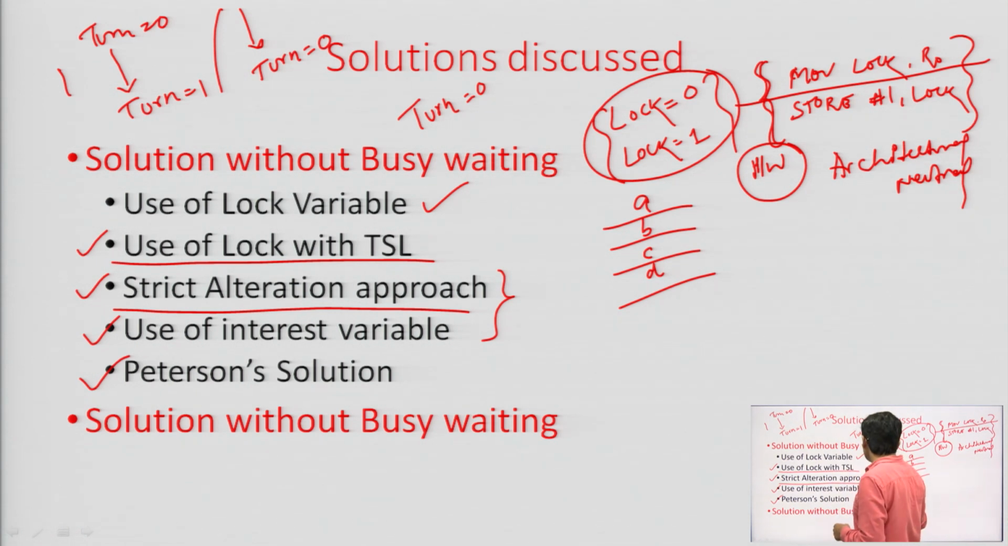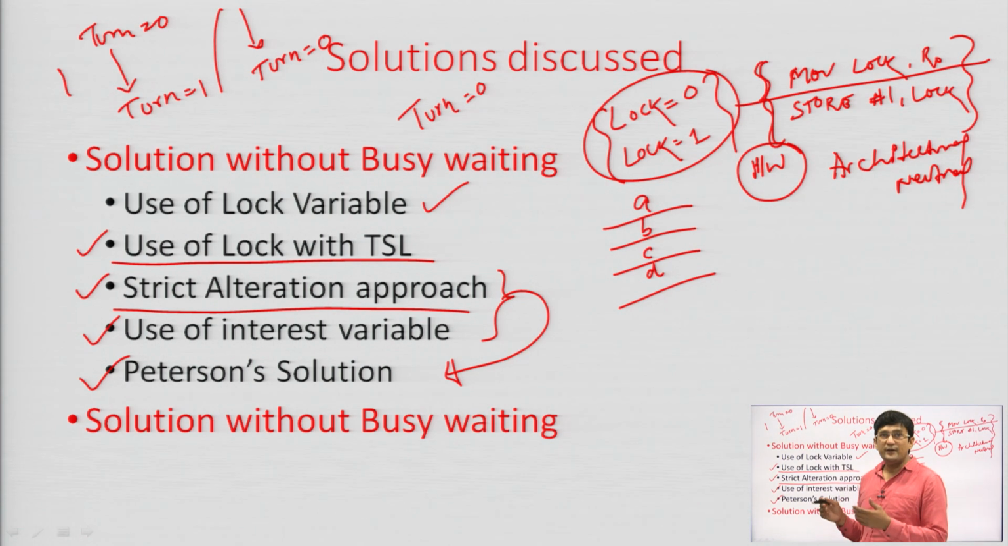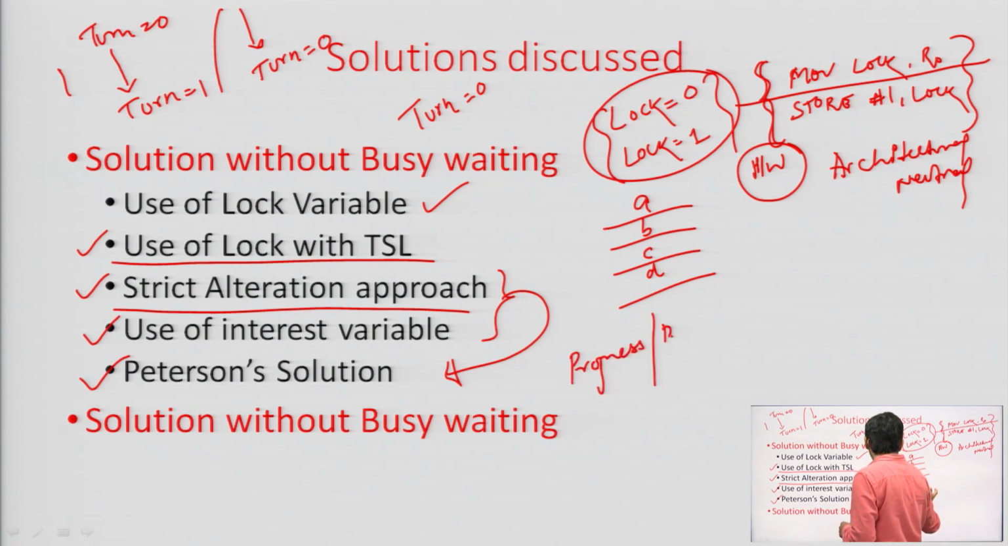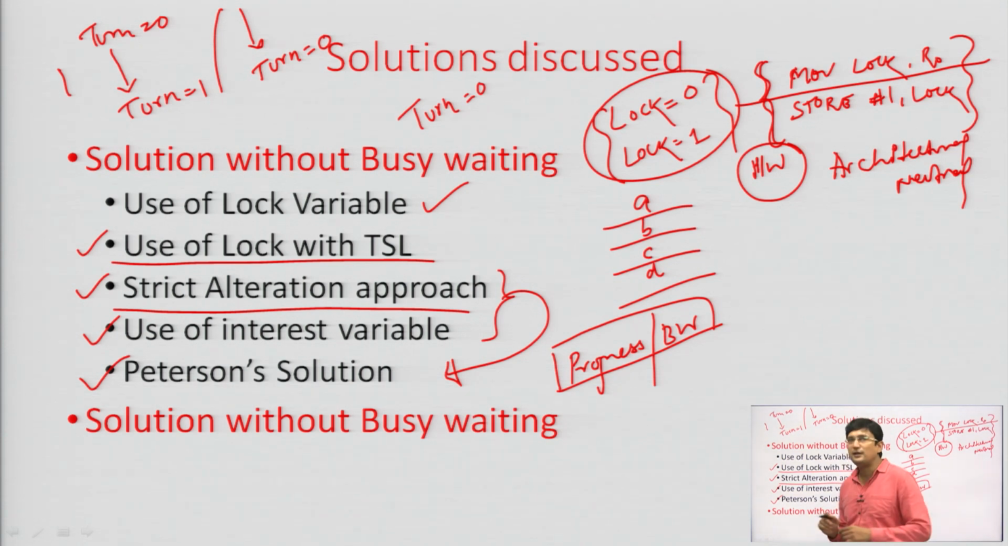If it is making use of the turn, it means bounded wait is satisfied. If it is making use of the interest, it means progress is satisfied. So, progress and bounded wait both are satisfied, and since this solution is a software solution, it is architecturally neutral. So, this solution satisfies all 4 conditions which are required to be satisfied by a synchronization mechanism.